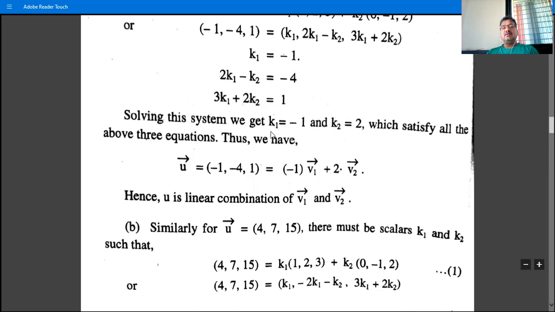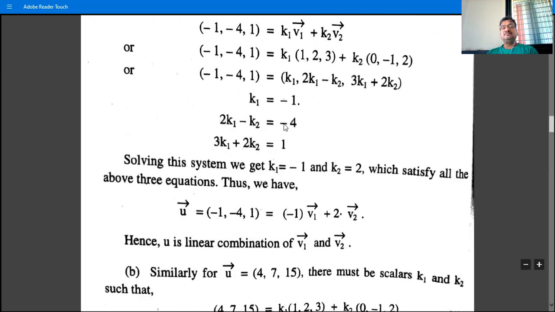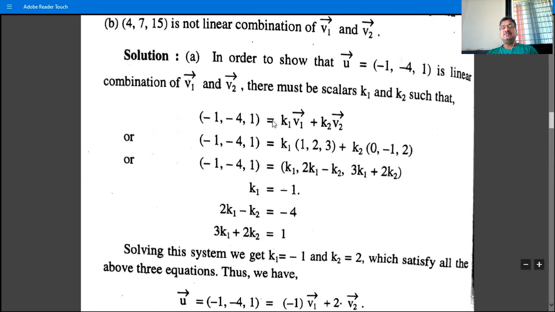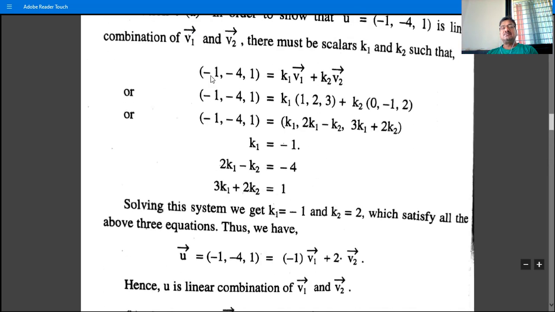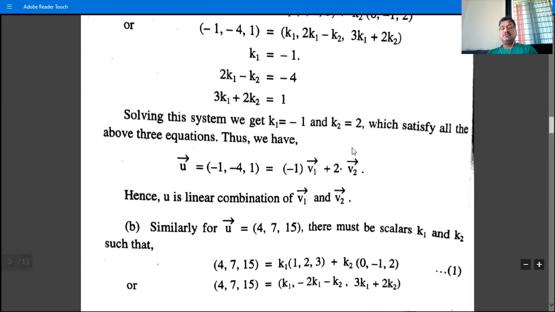Then we have these values of K1 and K2, and by substituting them, we have U bar, (1, -1, -4, 1), expressed as K1 is -1 times V1 plus K2 as 2 times V2. That is, U bar is a linear combination of V1 and V2. These coefficients K1 and K2 are -1 and 2.